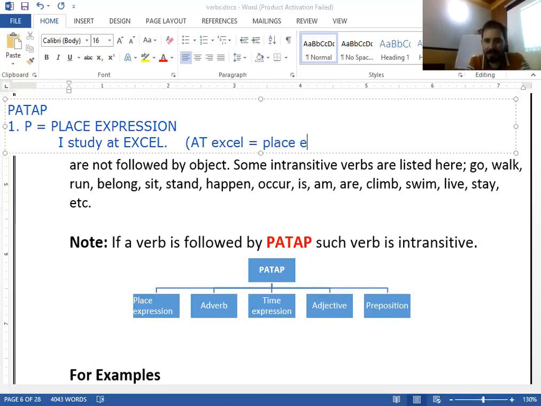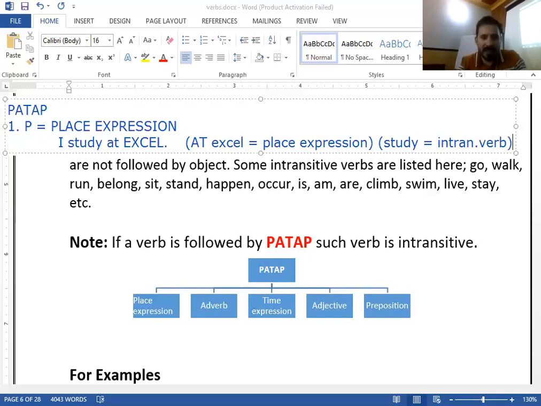At Excel shows place expression. That cannot be an object. And place expression cannot be an object. So when a verb is followed by a place expression, it is not an object. The verb here is study. Study is an intransitive verb.